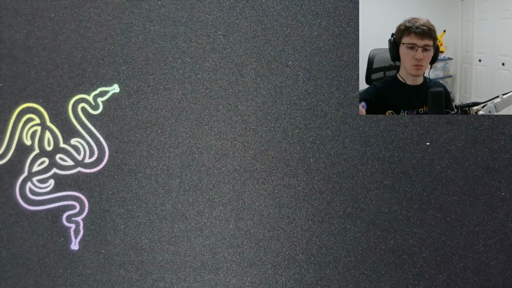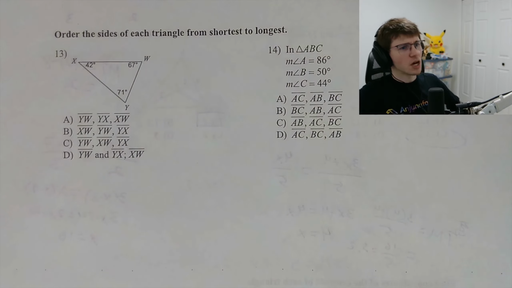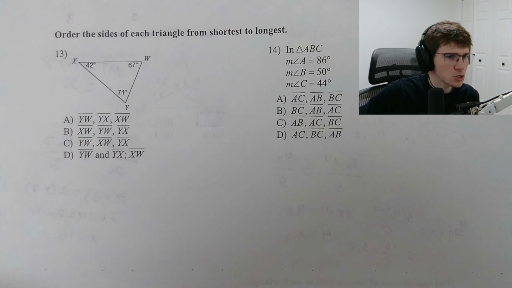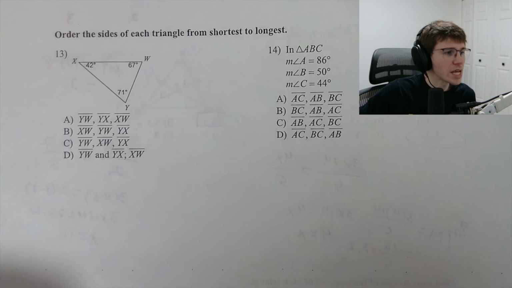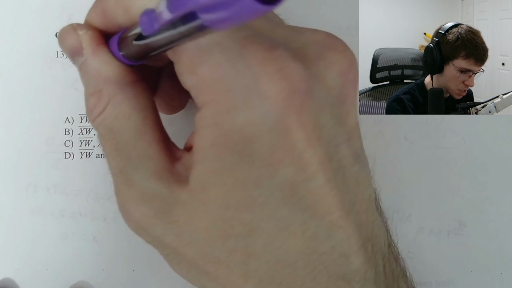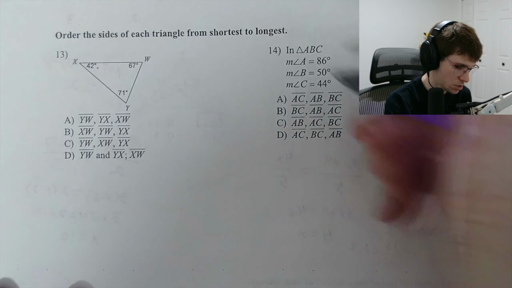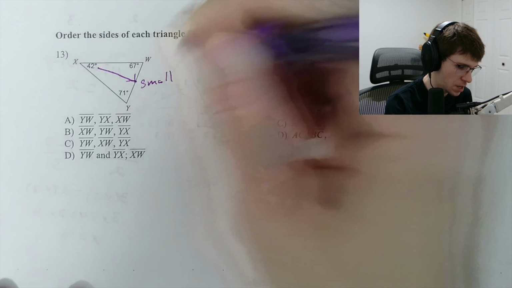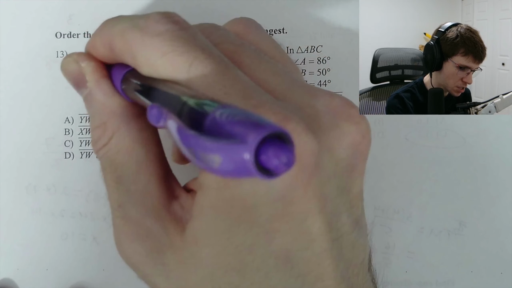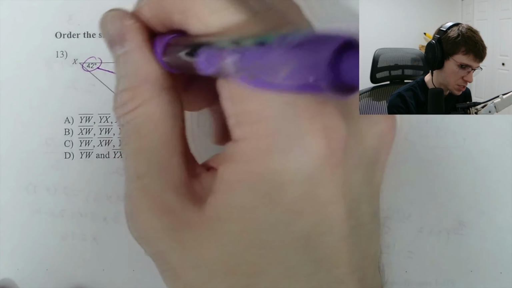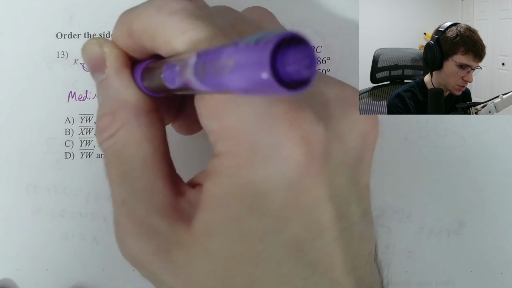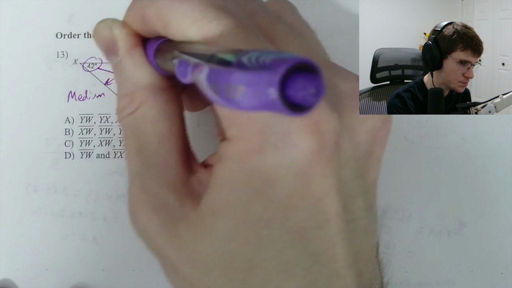So we got question number 13. Order the sides of each triangle from shortest to longest. Now the idea on this one is that the lengths of the sides will increase as the opposite angle increases. So in this case, our smallest angle here is 42, so it has the smallest side over here. And 67 is our next one, so this is going to be our medium. And this one up here is going to be our large.